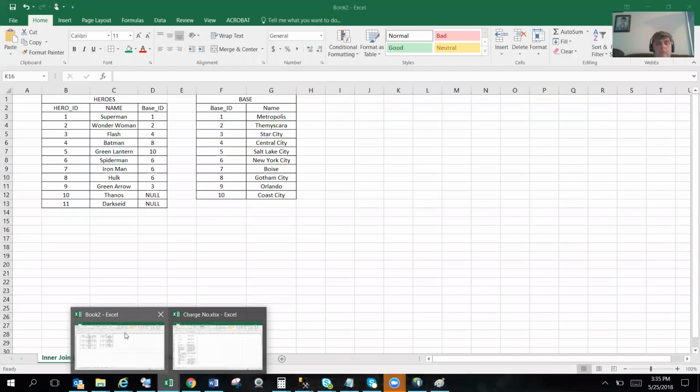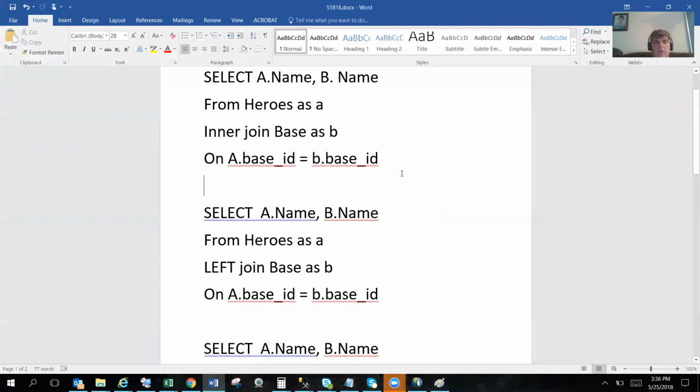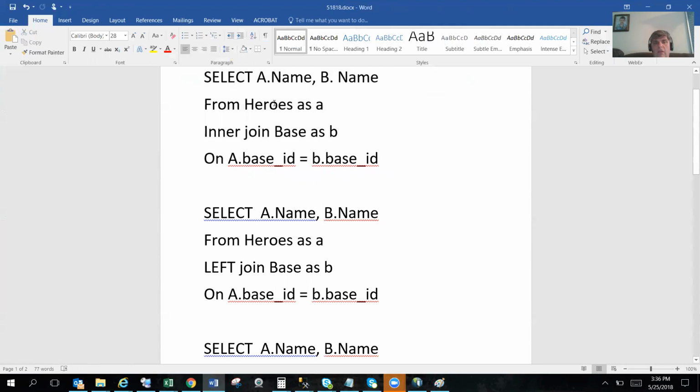So if you look over here, we've got the heroes here and the bases here. Here's the base ID and here's the base ID. So the query that you would write would look something like this. Select name, B.name from heroes as A inner join bases as B on A.base_ID equals B.base_ID. So the anatomy of this is you've got your select statement, which tells you what it's looking for. Your from clause, you're saying pull it from heroes, and you're inner joining to the bases table. And then you've got to give it something to make that join on. So you're going to do it on the ID.